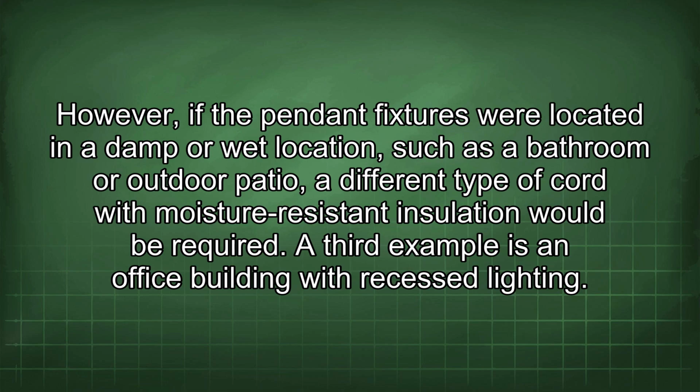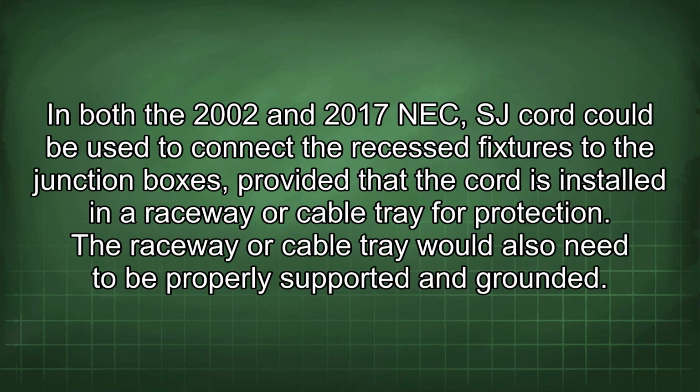A third example is an office building with recessed lighting. In both the 2002 and 2017 NEC, SJ cord could be used to connect the recessed fixtures to the junction boxes, provided that the cord is installed in a raceway or cable tray for protection. The raceway or cable tray would also need to be properly supported and grounded.